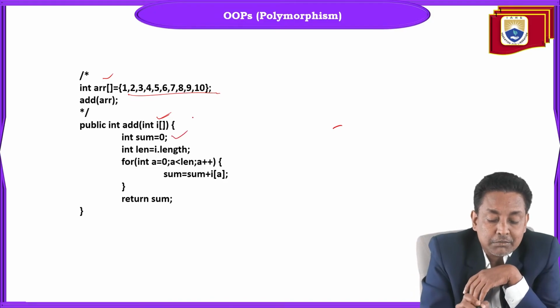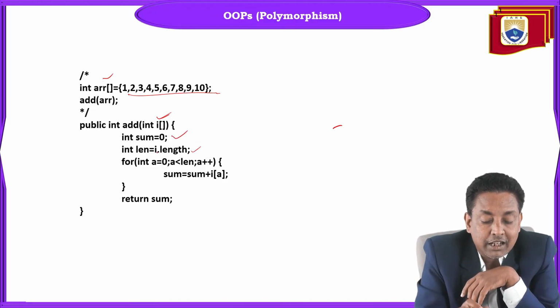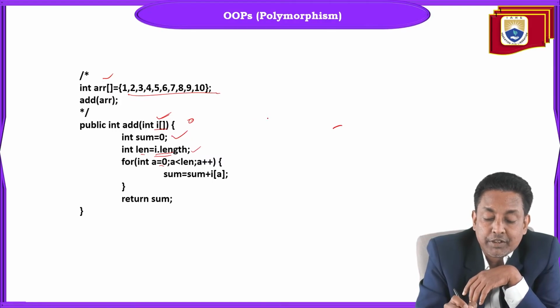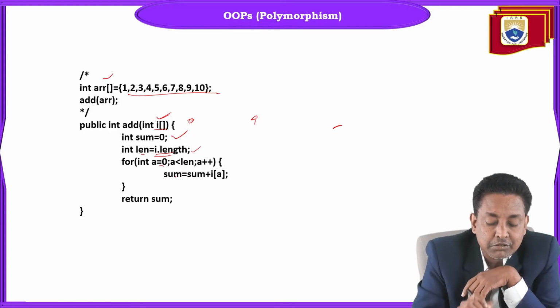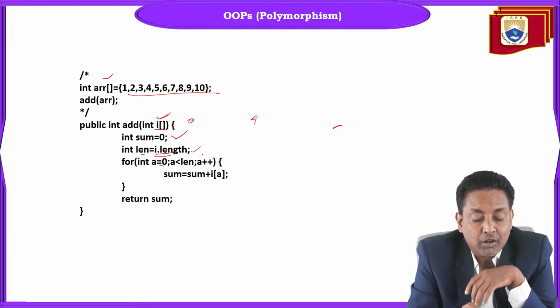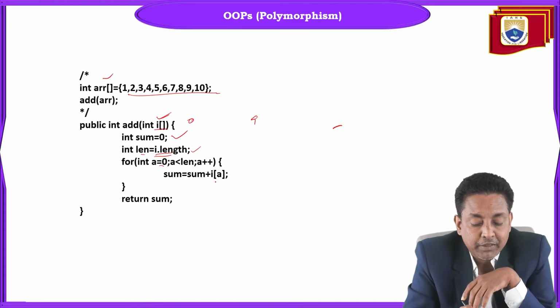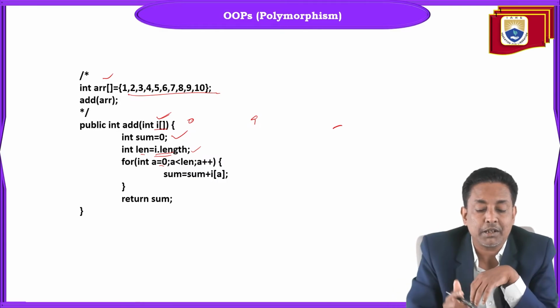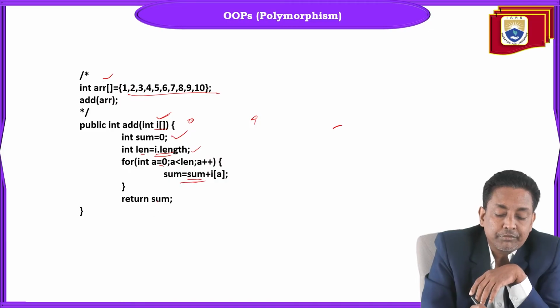Internally, what we are doing is sum equals 0. i.length: length is a property of the array variable, so we are finding the length. int a equals 0, because the array index starts from 0; if there are 10 elements, 0 to 9 is the index. So int a equals 0, a less than length, which is 10, a plus plus. Now the loop will automatically iterate from 0 to 9. Each time, from the integer array, we retrieve each and every element, 0, 1, 2, 3, 4, 5, 6, 7, 8, 9, and we add that element to sum. Finally, we get the sum.